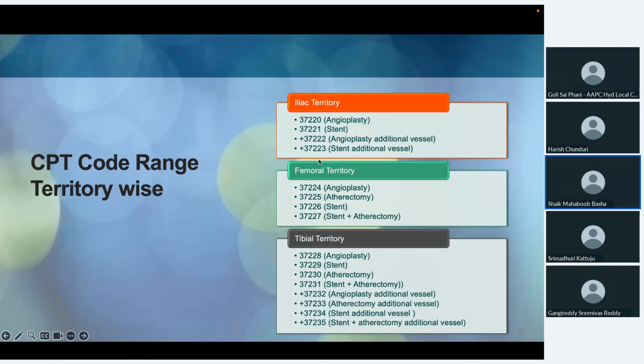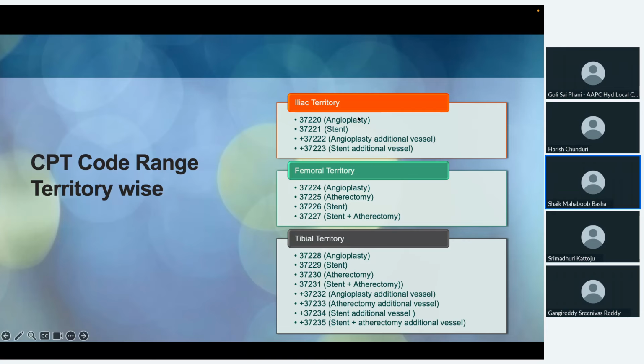And why do we not have any add-on codes in the femoral territory like tibial and iliac? Can anyone guess the answer? Why do we not have add-on codes in femoral? Because in the femoral territory we do have multiple arteries, and the number of arteries is more compared to other territories. But still, we do not have an add-on code. What is the reason? Can anyone type in the chat box? Same family, okay, that is okay, same family. Yes, Vishweshwaran gave the comment: femoral is considered a single vessel.